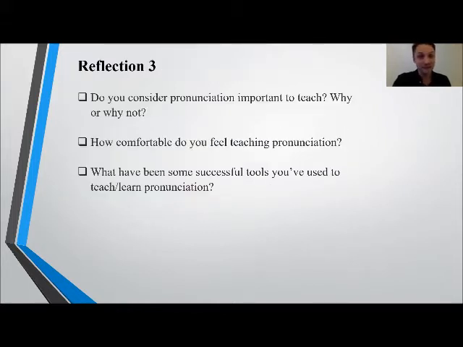So reflection 3, we're going to move to pronunciation now. Do you consider pronunciation important to teach? Why or why not? How comfortable do you feel teaching pronunciation? And what have been some successful tools you've used to learn pronunciation? I know it's a lot of questions, so you can choose which one to answer.